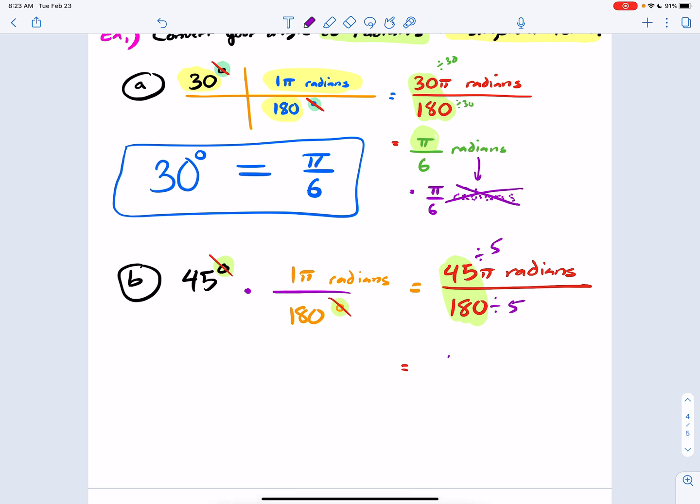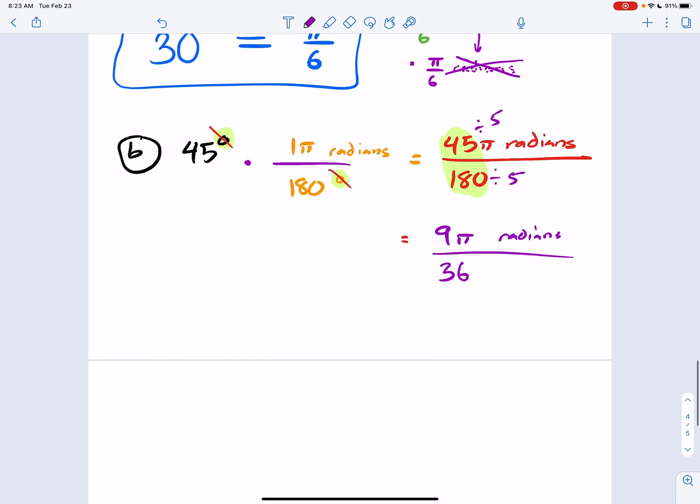Then I end up getting 9 pi radians over 180 divided by 5. Oh gosh, what is that? That is 36, okay? But then I noticed that I could still reduce the 9 and the 36. I know that I can divide by 9 for both. And that'll give me pi over 4 radians.